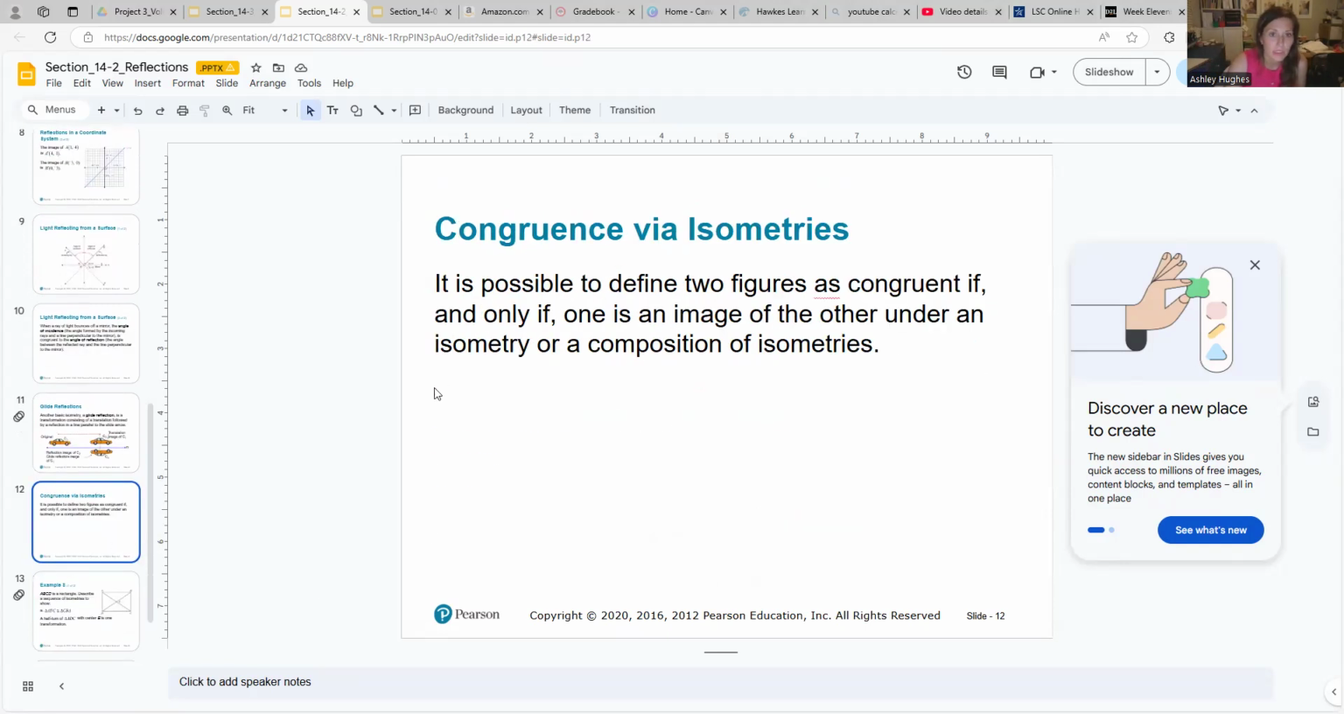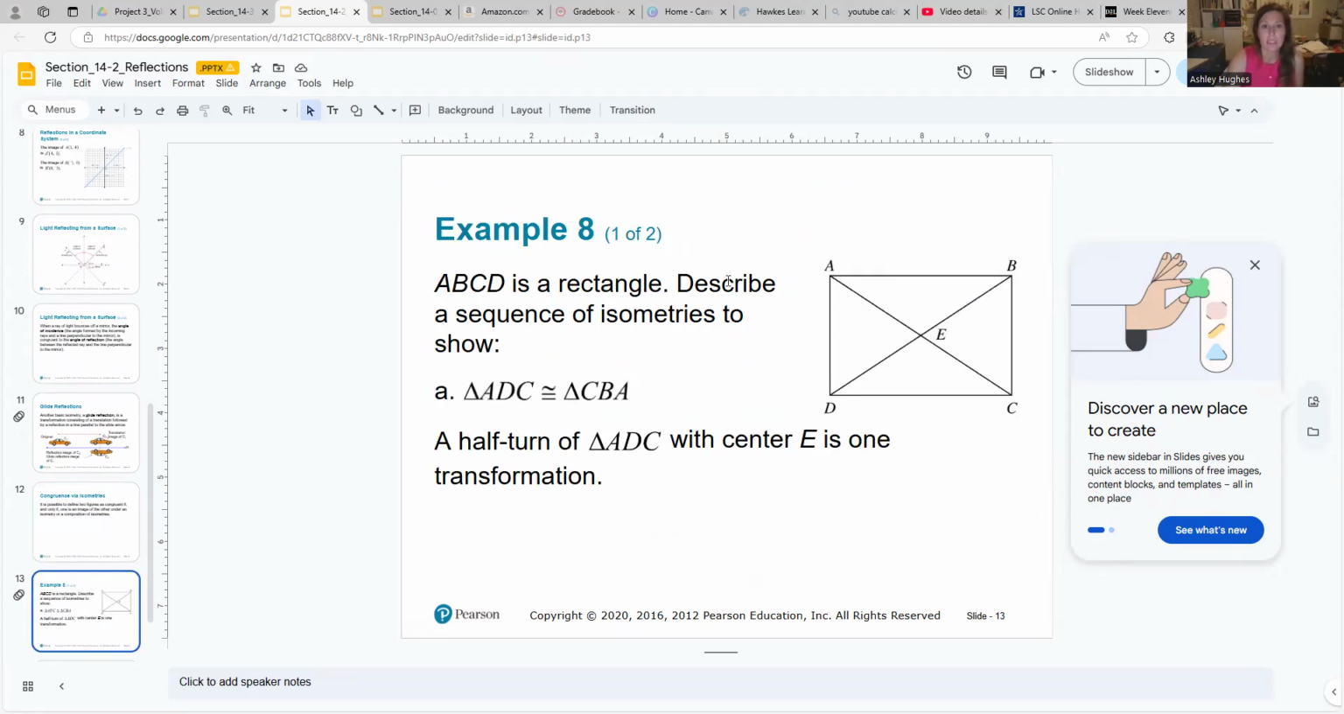It is possible the isometries are congruent. So ABCD is a rectangle; describe a sequence of isometries to show that ADC is congruent to CBA. Basically, if you've done these transformations with just the translation and a reflection, then the figures are congruent. So they're saying one way to describe that these are congruent is if I took this and did a half turn with this as the center, it would be this. So that is a rotation, and it proves that those two are equal.